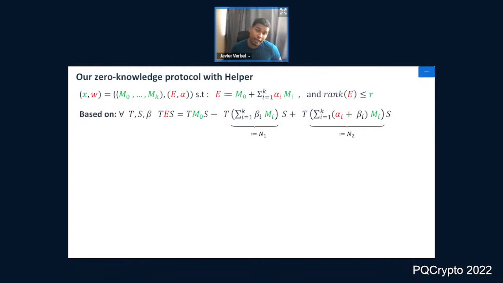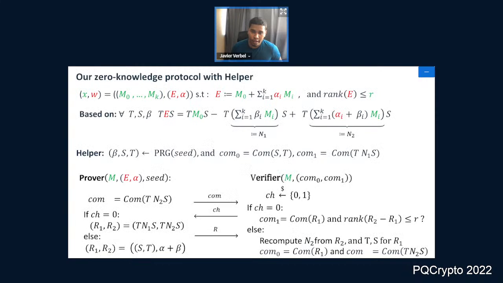Because what the helper is going to do to set up the pre-computation of the protocol is basically sample the vector beta and the two matrices, and compute this matrix N1, multiply it by T and S, and commit to this multiplication here, and also commit to the matrices T and S. And as in a normal protocol with helper, the helper will send the seed to the prover, and the auxiliary information, which is going to be COM0 and COM1, to the verifier.